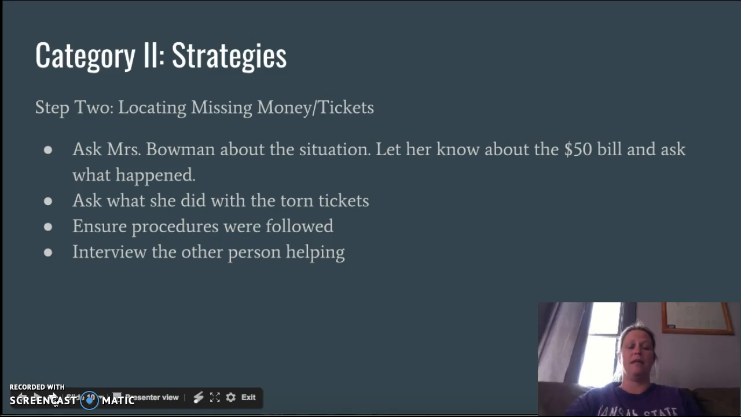Step 2, he needs to locate the missing money or tickets. Ask Mrs. Bowman about the situation. Let her know about the $50 bill and ask what happened. Ask what she did with the torn tickets. Those need to be located. He needs to ensure that procedures were followed, if there are any, with the district. And he needs to interview the other people that were helping out.